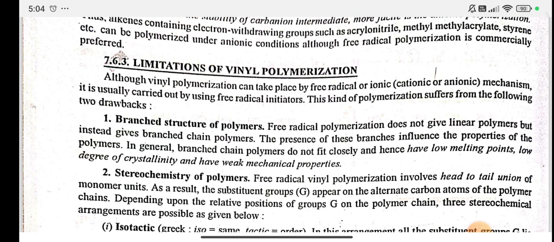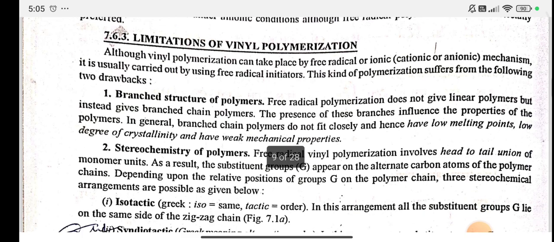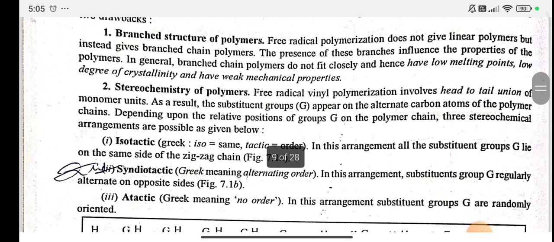In general, the branched chain polymers do not fit closely and hence have lower melting points, a low degree of crystallinity, and weak mechanical properties. Stereochemistry of polymers: a free radical vinyl polymerization involves head-to-tail union of monomer units. As a result, the substituent groups G appear on alternate carbon atoms of the polymer chains.